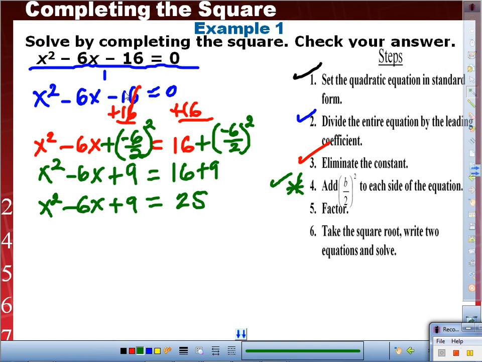Eliminate the constant. It was negative 16, so I added 16 to each side. That left a gap here. Step 4 was to complete the square. What did I do to complete the square? Well, I took the b, which is negative 6, over 2 squared, and I did that to each side. Simplified and simplified. Next, I'm going to go to step 5, which is to factor.